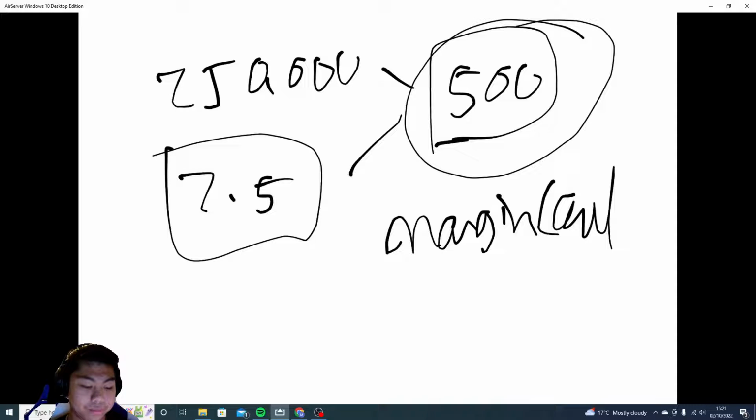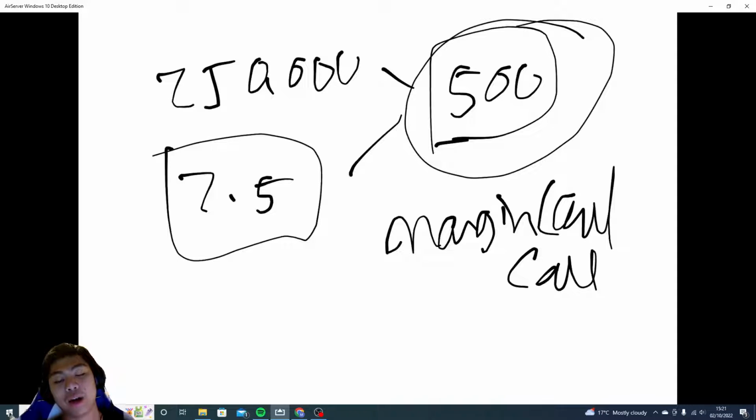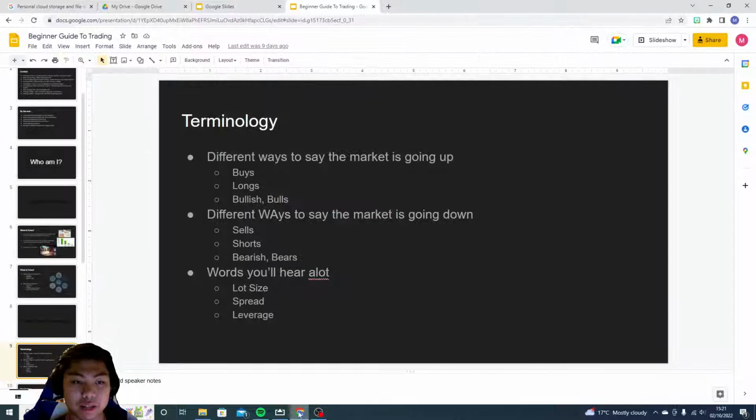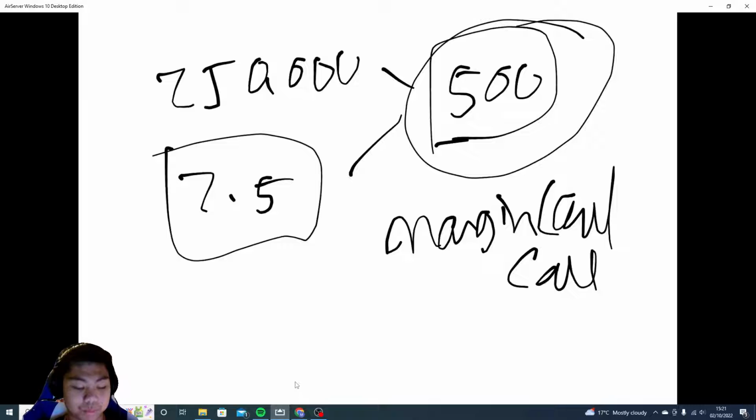That says margin call. I don't know if you guys can see that, but yeah, it's called margin call. And basically it's where your entire principal gets wiped out. And the last one is, I forgot what the last one is, spread. So spread is basically how the broker gets paid a little bit.